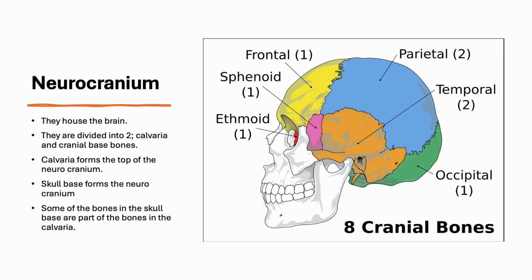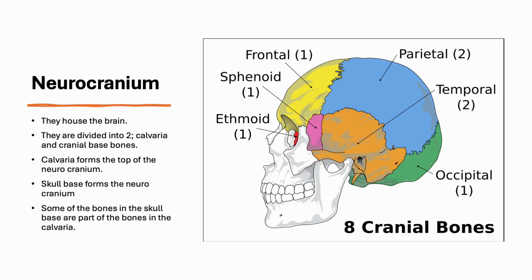Neurocranial bones house the brain. They are divided into 2: the calvaria and the cranial base bones. The calvaria bones form the cap of the neurocranium. The skull base forms the floor of the neurocranium. Some of the bones in the skull base are also part of the bones in the calvaria.